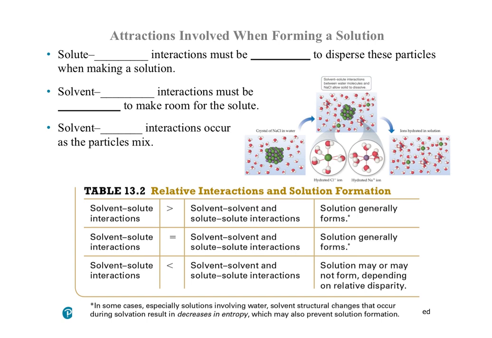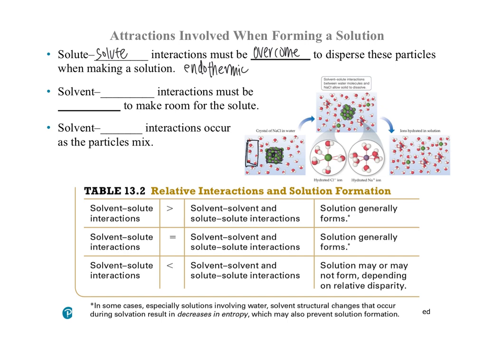So to form a solution, we have to take our solute, which in this case is sodium chloride, and we have to take our solvent, in this case water, and we need to break our solute apart. So we need to break any solute-solute interactions. They need to be overcome. So this is an endothermic process because we have to add energy in to break up those attractions.